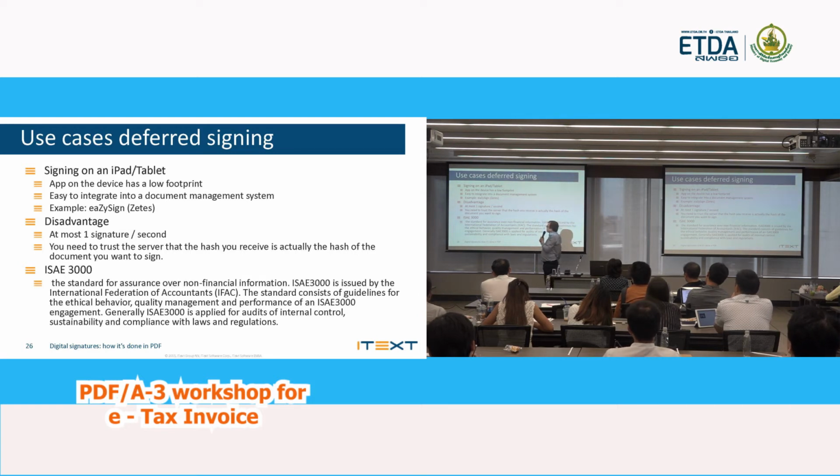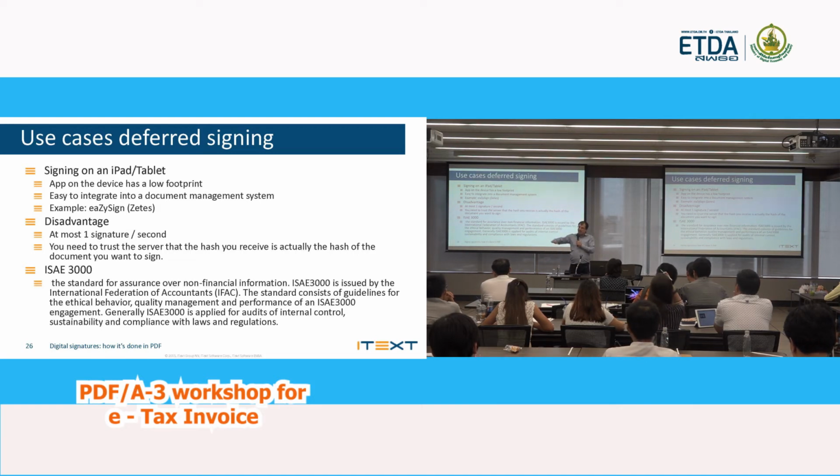An example is EasySign. That's a product of a company called Zetes. They keep the document on the server, but the signing happens on the client. There's a disadvantage: at most one signature a second, but humans who sign are not that fast, so one signature a second is sufficient. But also you need to trust the server that the hash that you receive is actually a hash of the document you want to sign.